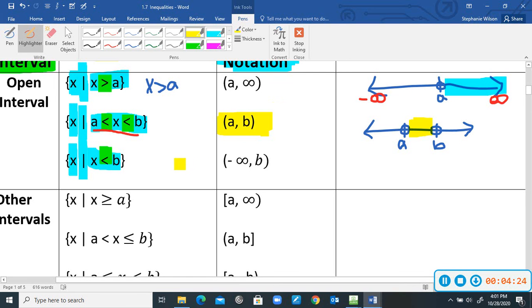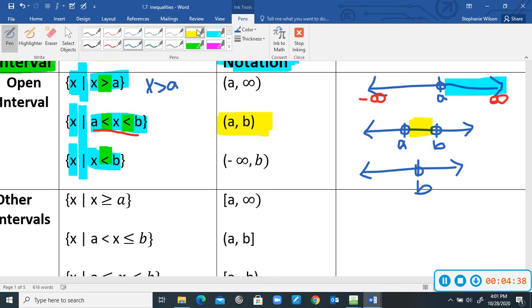Now let's do the next one. The next one says that we have x is less than b. So let's put b on here. It has no equal to sign, so it gets an open circle. It's an open interval. And it said x is less than b. So we're going to go off to the left because it goes off to the negative infinity. And that's where we get this interval notation.